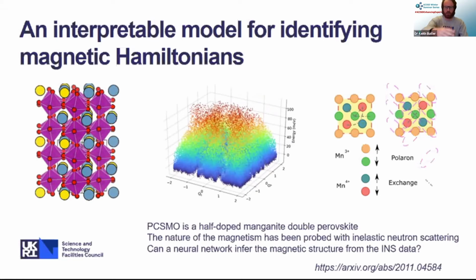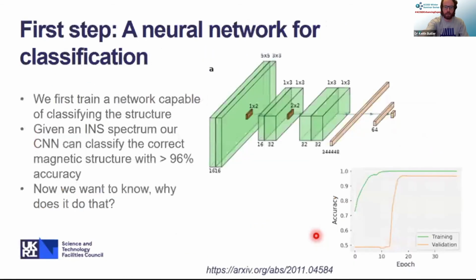Your inelastic neutron scattering data is something like this in the middle here. It's three-dimensional data: you've got reciprocal lattice vectors and then energy. And we want to work out from that what the magnetic Hamiltonian is. So the first thing we did is ask, first of all, can we train a neural network to get that? Given that data, can we train a neural network which will give the correct answer? What we did is use simulated data, about 12,000 points, and trained a model.